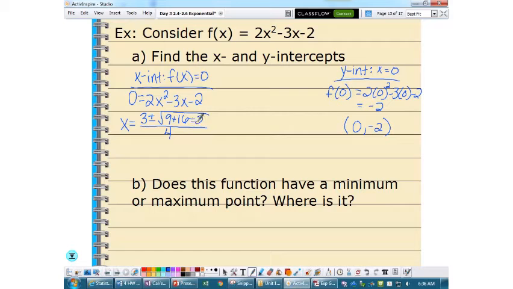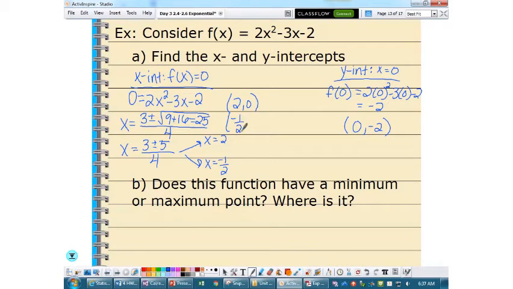So 9 plus 16 is 25. We know that the square root of 25 is 5. So we get 3 plus or minus 5 over 4. If we do the plus, we get 8 over 4, so x is 2. If we do the minus, we get negative 2 over 4, which is negative 1/2. So our x-intercepts are the points 2, 0, and negative 1/2, 0. Hopefully all of those skills you kind of remember from Algebra 2.